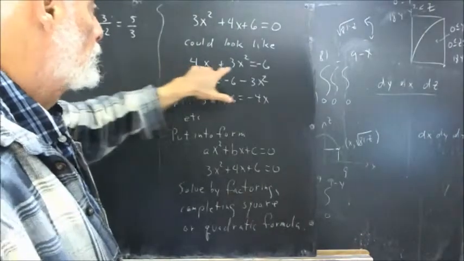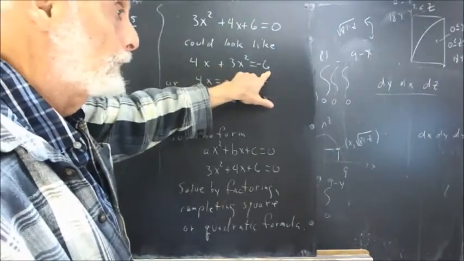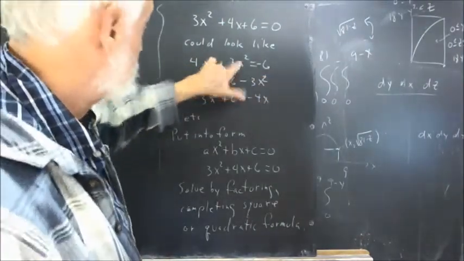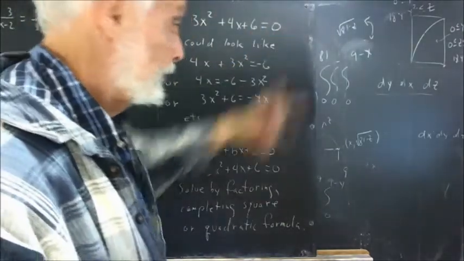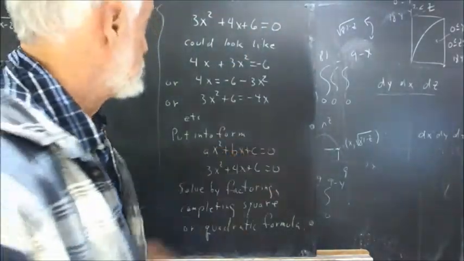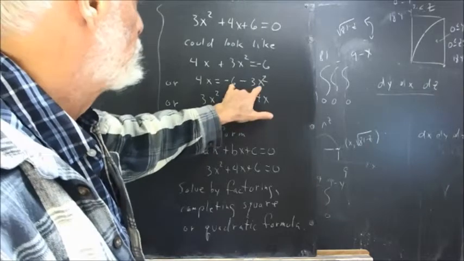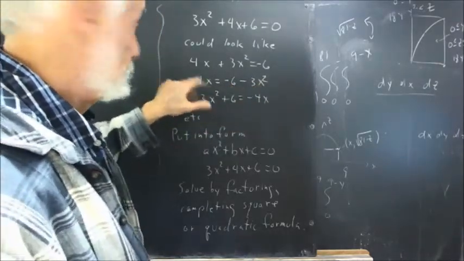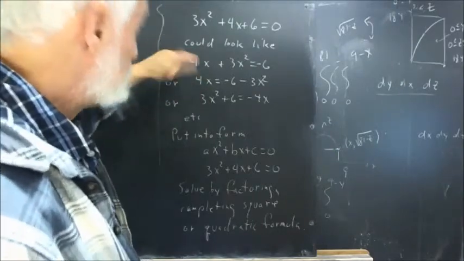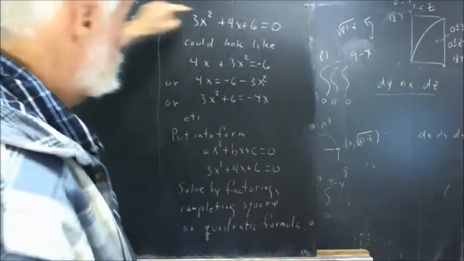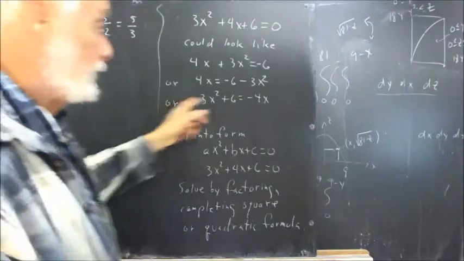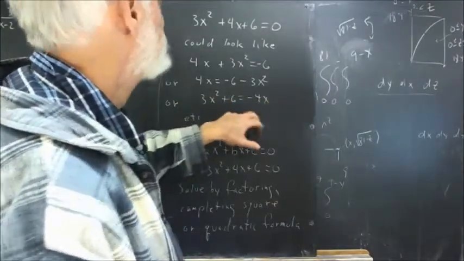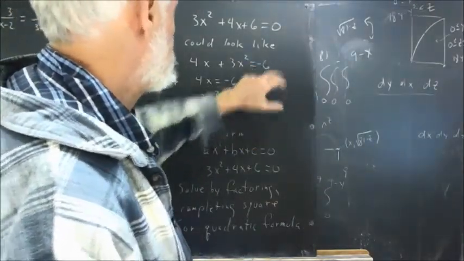The same equation could look like this: 4x plus 3x squared equals -6. If we add 6 to both sides and rearrange the order of the terms, we have this, which is in the standard form of the quadratic. Same here. If we add 6 plus 3x squared to both sides, we get the left-hand side. If we reorder the terms, we can put it in this form. Same here. Add 4x to both sides.